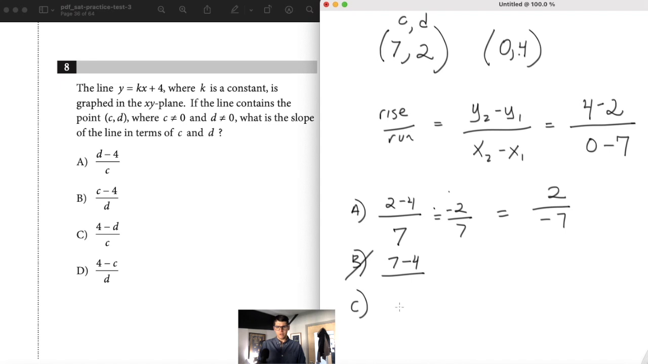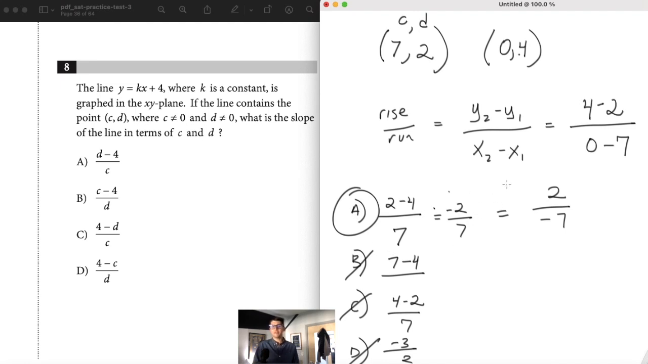C, which says 4 minus D, which is 4 minus 2, over C. That's 2/7. We wanted negative 2/7. And then this one, which says 4 minus C, so that's negative 3 over D, which is 2. So definitely not. So A is the right answer, right?